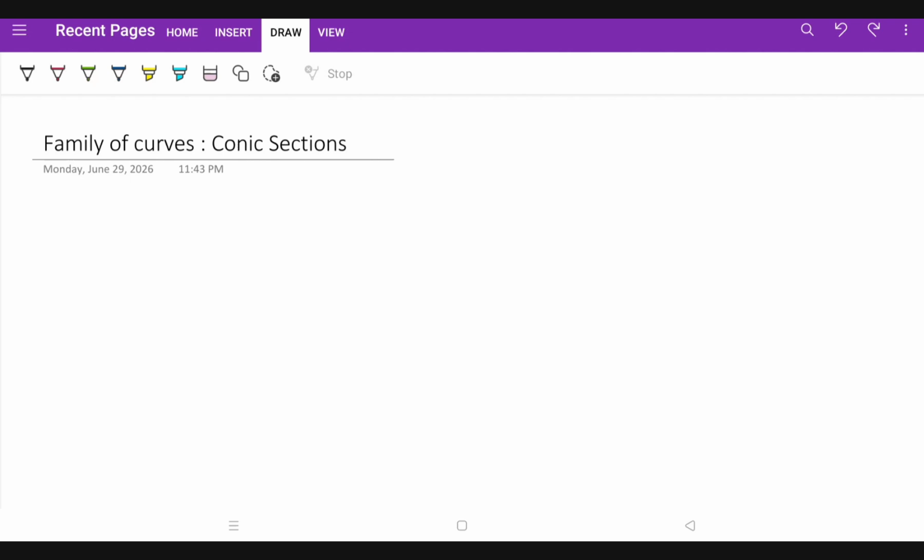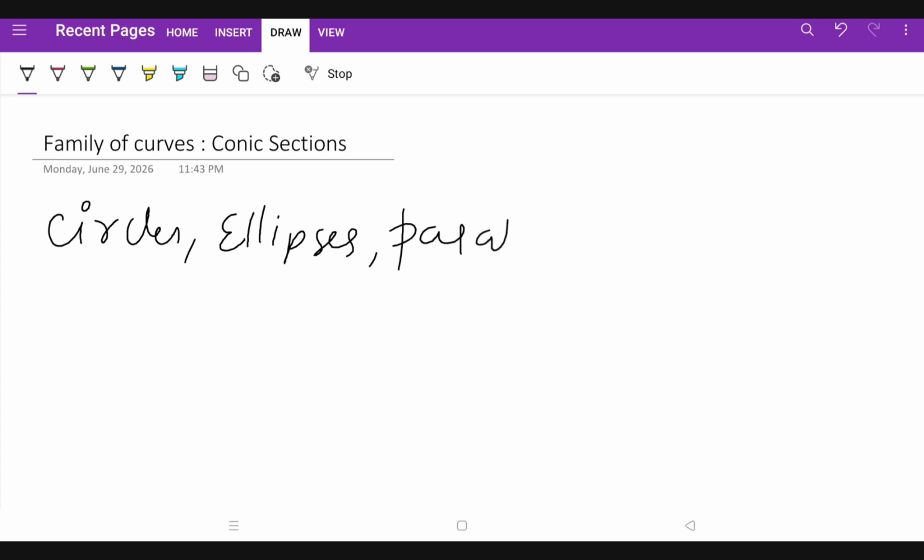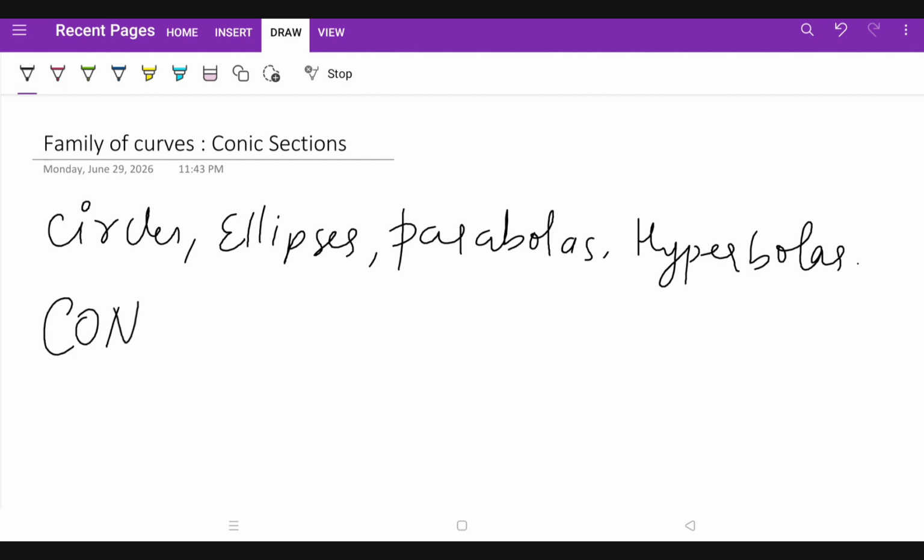Now we have studied what? We have studied circles, and we have heard about ellipses, parabolas, hyperbolas, right? Now they appear to be completely different curves, but surprisingly, all of them can be generated from a single geometric object, which is a cone.